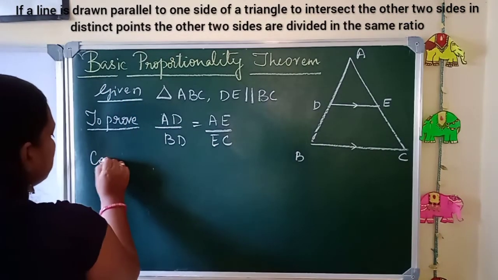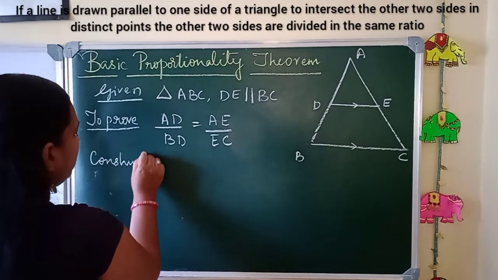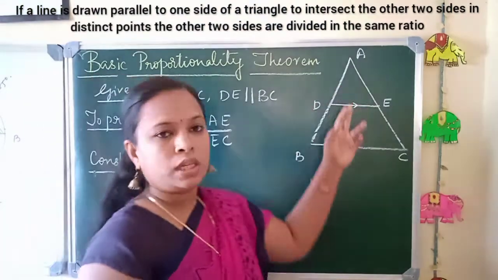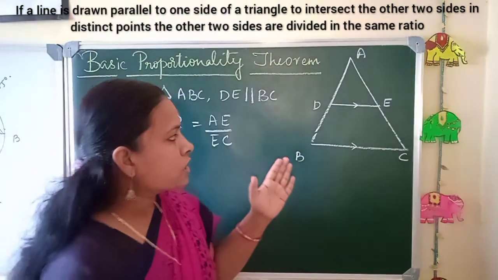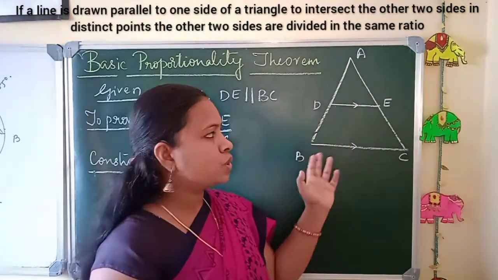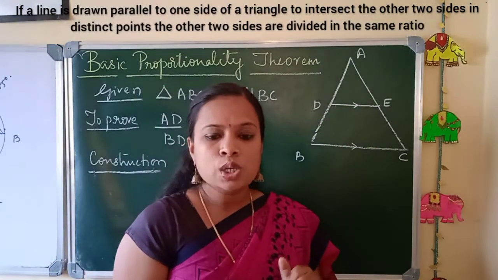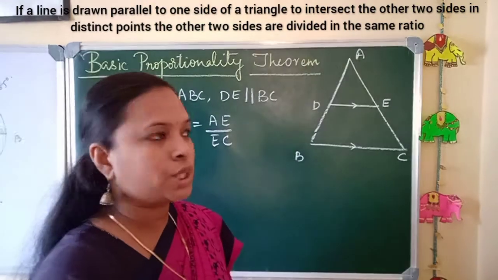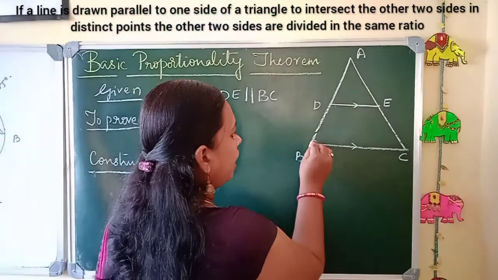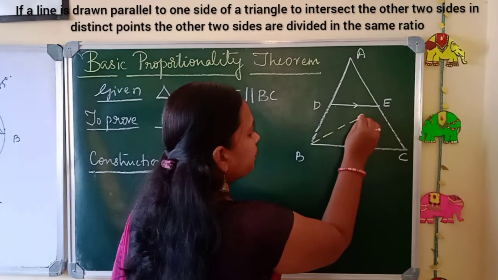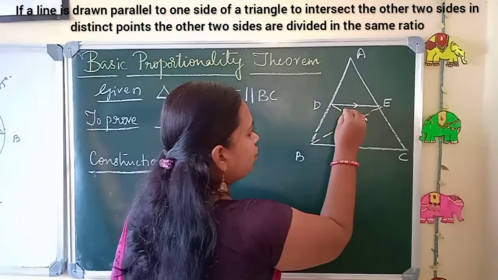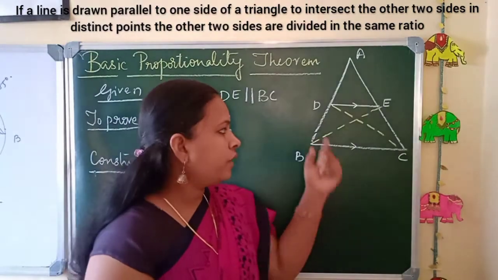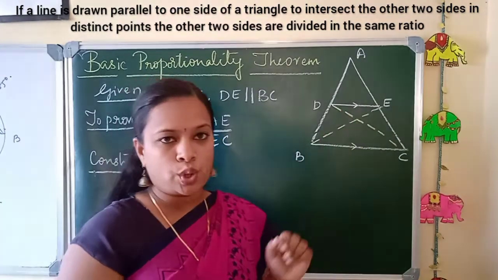Next, construction. Why you need construction here, you may question. With this given information, it's not possible for you to prove that these two ratios are equal. So that's the reason we are going to do the construction. For doing the construction, you are going to join BE and you are going to join DC.